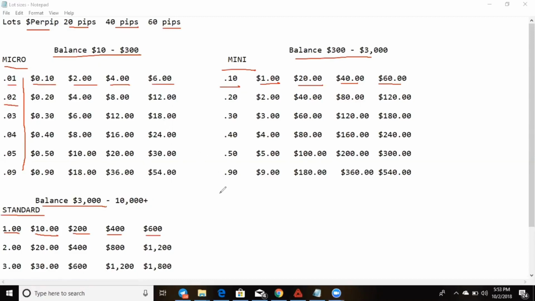For the first example, let's say we have a total of $100 in our balance. Here we could tell ourselves, at 0.05 lot size, which is 50 cents per pip, if I'm risking 20 pips, which is negative $10, to be able to profit 60 pips, which would be $30.